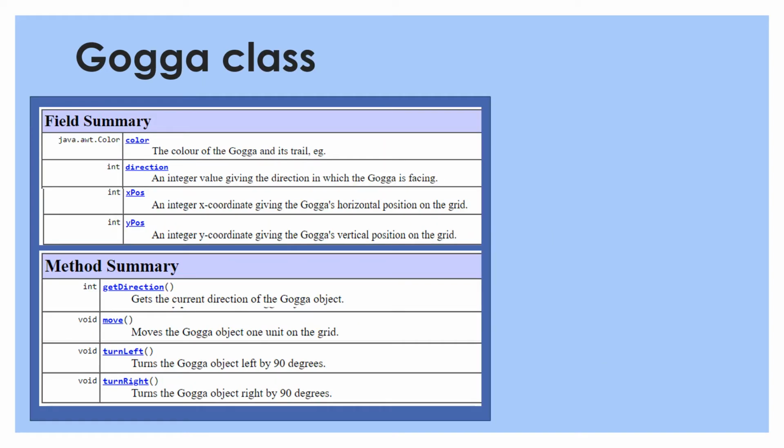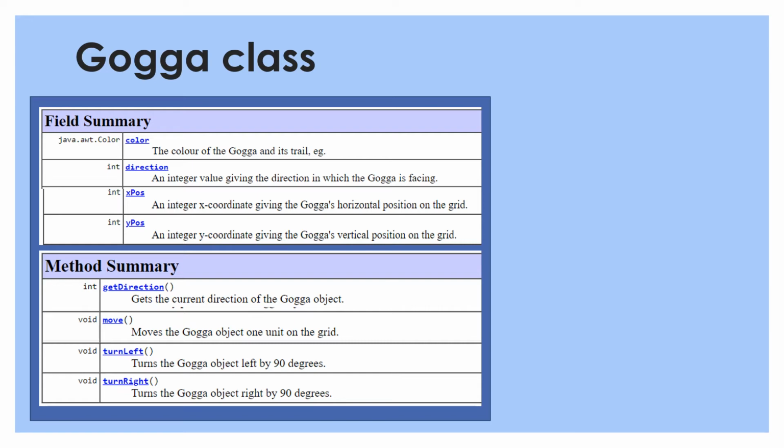We'll look at the Hoja class first, because it's something you should be familiar with right now. In the Hoja class, we've got properties. If you look at the field summary for the Hoja class, there's a color for each little Hoja, a direction that it faces, and an X and a Y position on the grid. Note that this is not the complete field summary. I just took a few out to keep it simple.